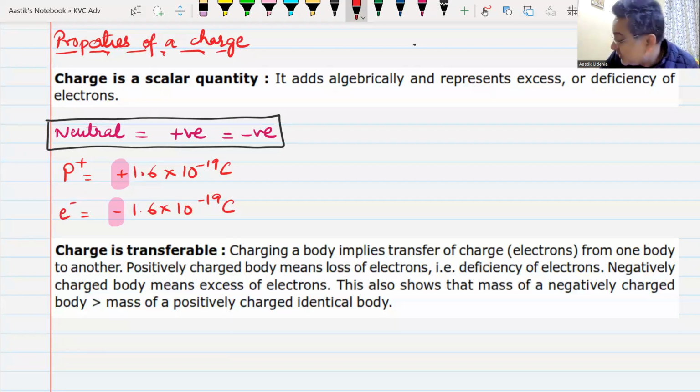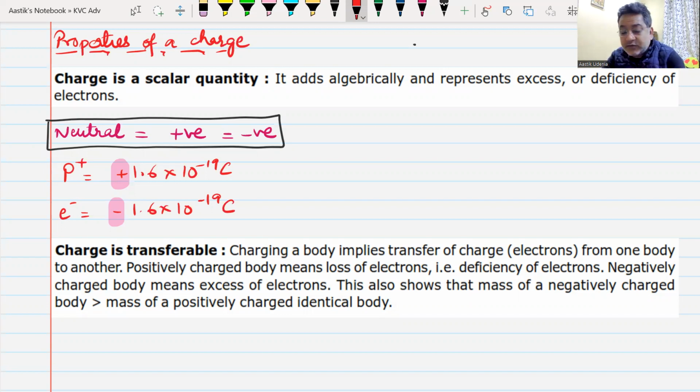That is the next property. Charge is conserved, and that's a very important property that you must remember. The total charge of the universe is always conserved. Charge of an isolated body is always conserved.